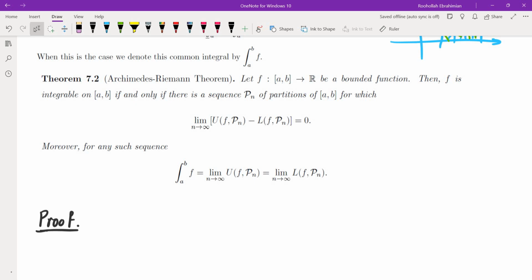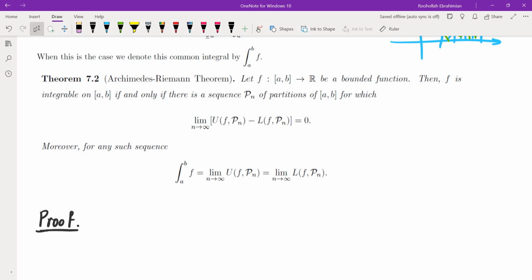Now, what's the precise statement? Let f from [a, b] to R be a bounded function. Then f is integrable on [a, b] if and only if there's a sequence Pn of partitions of [a, b] for which the upper sum minus the lower sum of this function with respect to this sequence of partitions is 0 in the limit. So upper sum minus lower sum approaches 0. And if that is the case, if the upper estimate and lower estimate get closer and closer to each other, then both of these two lower and upper estimates approach the integral of f.